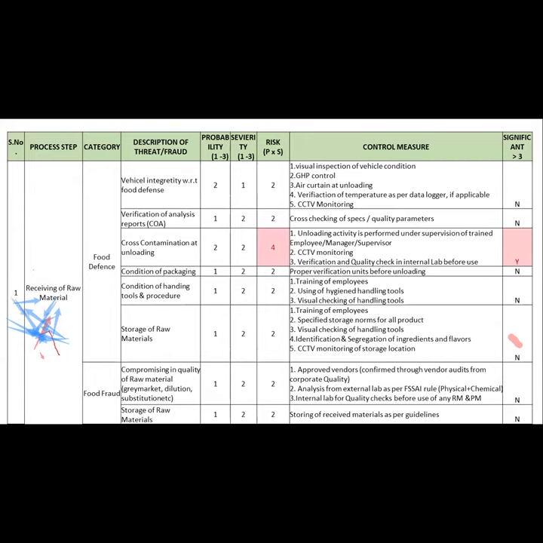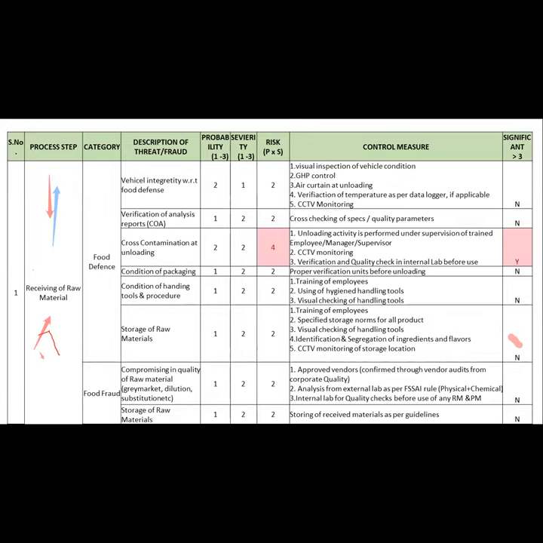Next is storage of raw material. There would be a chance of food fraud defense in the storage of raw material. There is a high chance in storage of raw material, but in the plant we are taking, there is training of employees. If there is an untrained employee, there may be a chance that non-allergen material is mixed with allergen material and it will be an allergen contamination.